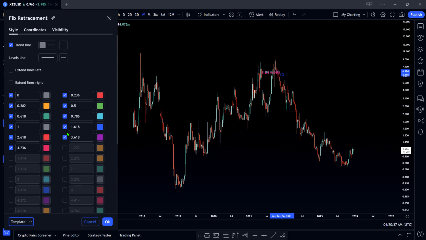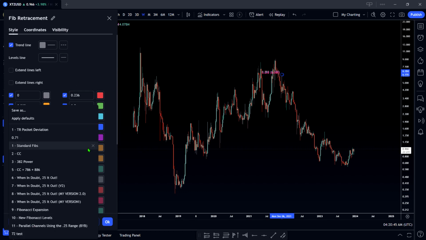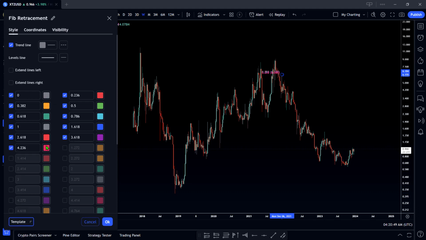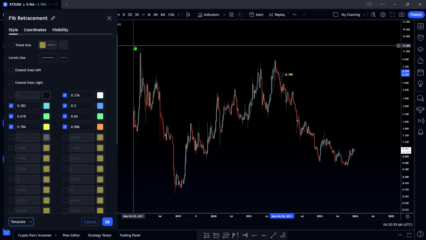Now, this is a lot of stuff that you don't need. Alright, I want you to ignore this. I want you to make a template. And these are the fibs internally that matter for a range right here. Okay? So pause the video if you have to. This should be your standard Fibonacci template for internal range.